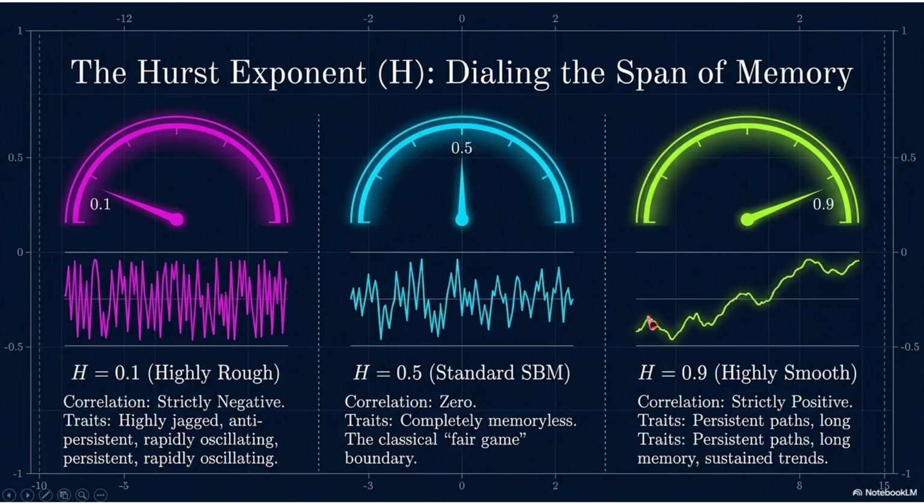Finally, on the right here, if it's almost 0.9, it gives us a highly smooth path because the correlation here is strictly positive, giving the path long memory and allowing it to form sustained, persistent trends. For example, here we can see an upward trend.